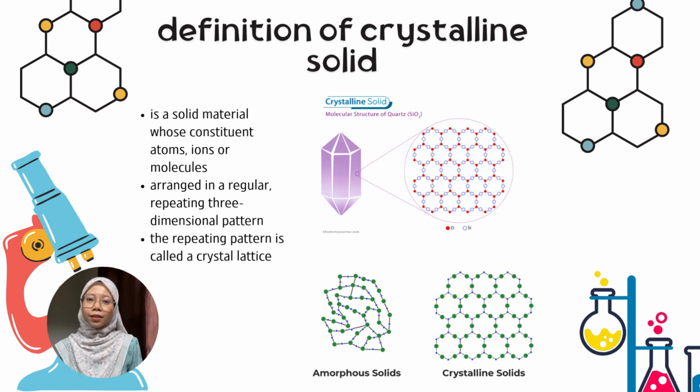structure. Crystalline solid is defined as a solid material whose constituent atoms, ions, or molecules are arranged in a regular, repeating three-dimensional pattern. This repeating arrangement is called a crystal lattice. As shown in a diagram, crystalline solids have a highly ordered internal structure where particles are arranged in a fixed and predictable manner. This is different from the amorphous solids, where the particles are arranged without long-range order. Because of this ordered structure, crystalline solids usually show consistent physical properties such as definite shapes and melting points.